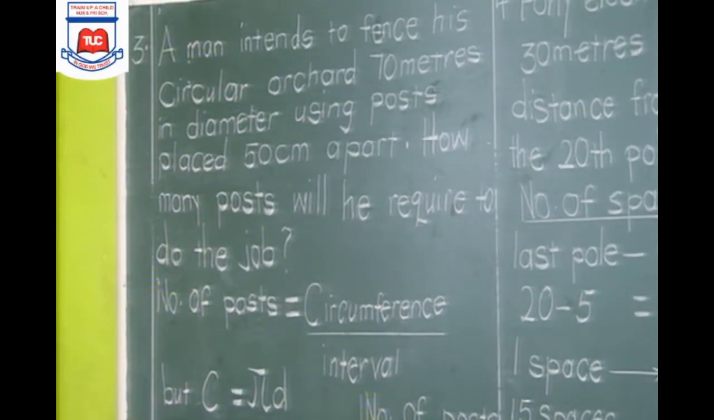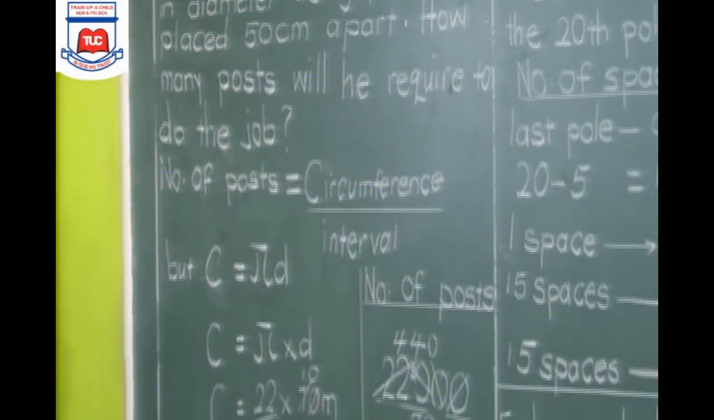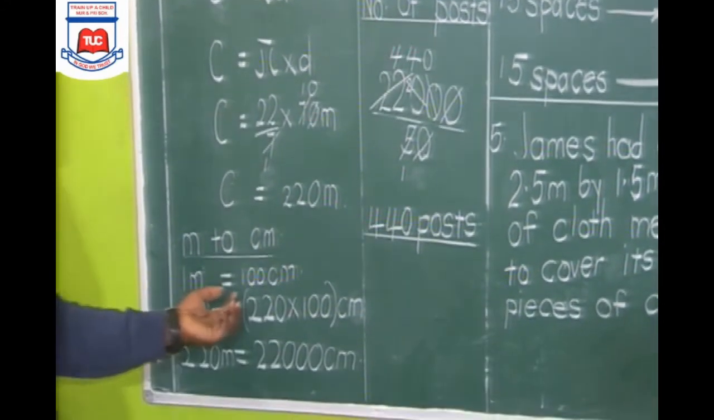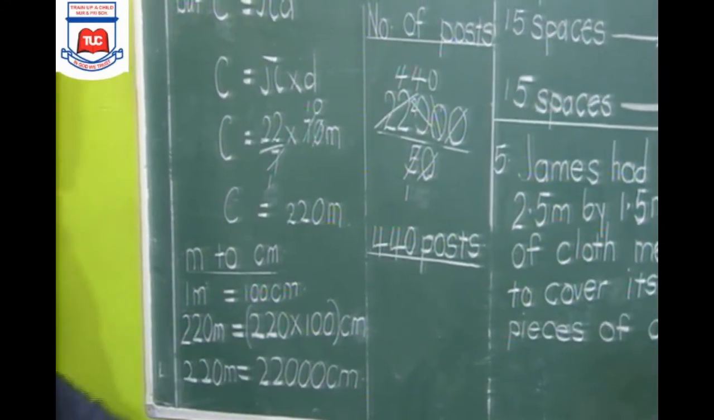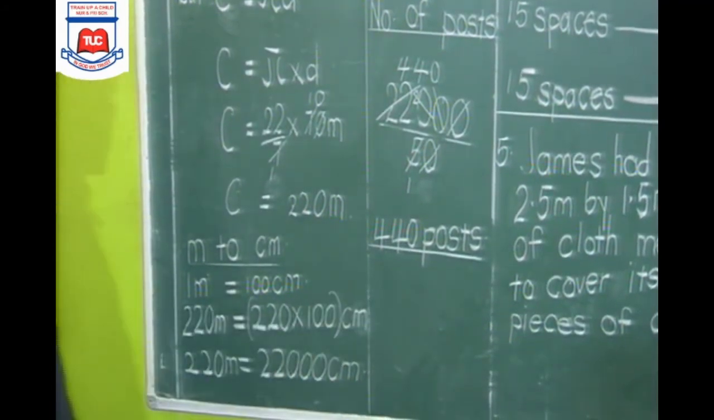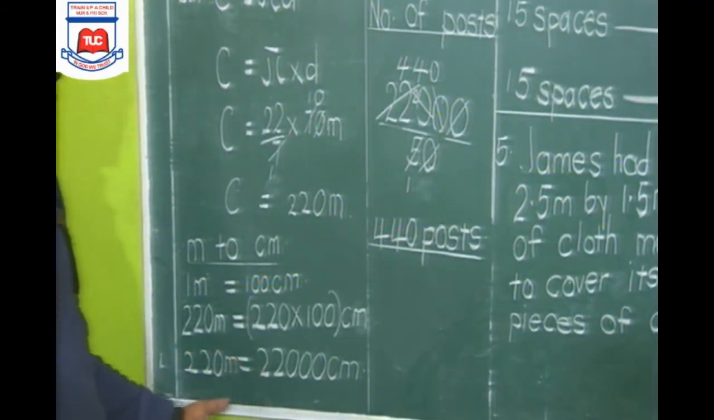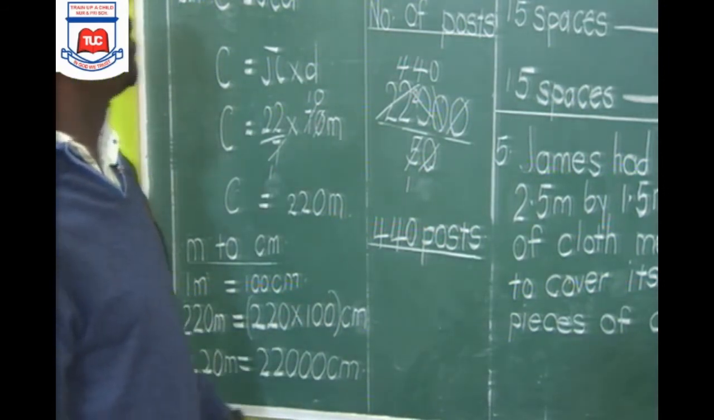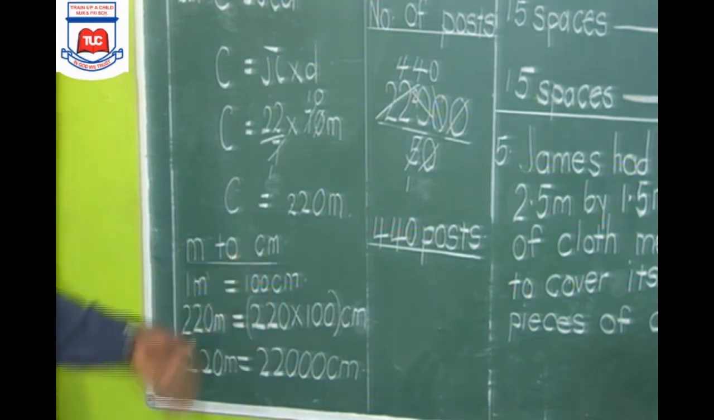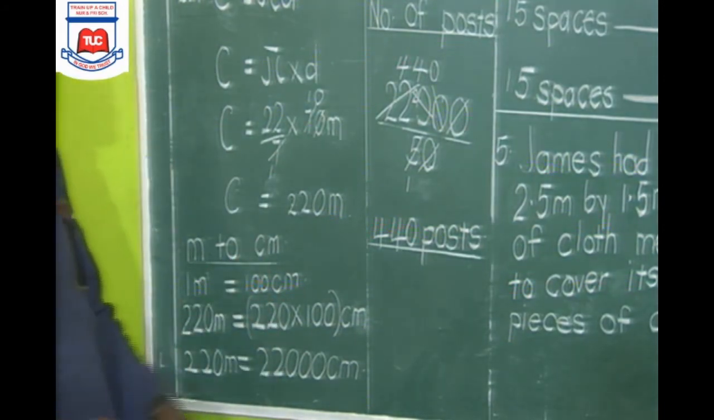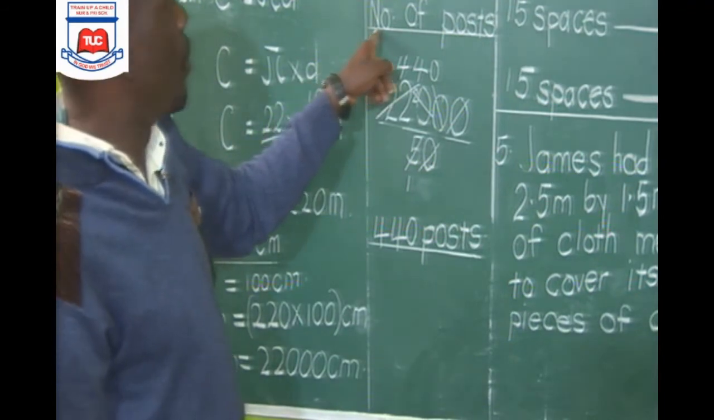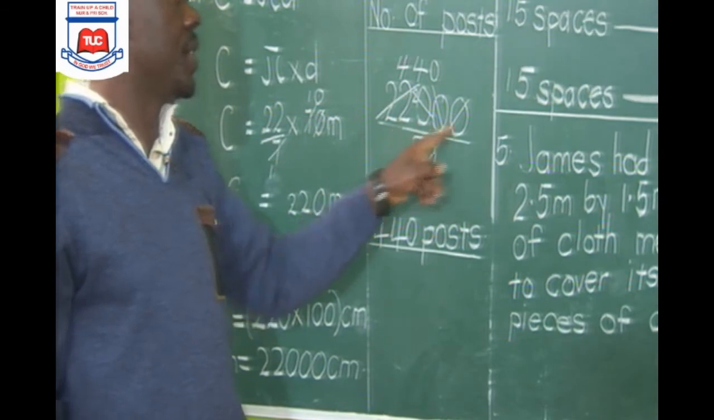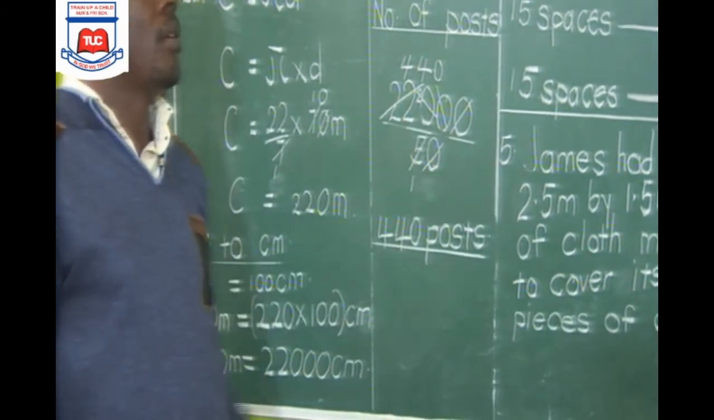So, you must make an agreement between the two units before your division is made. Hence, change meters to centimeters by writing 1 meter equals 100 centimeters, 220 meters, 220 times 100 centimeters, and therefore 220 meters is equal to 22,000 centimeters. Then proceed, since we've got normalization of the two units, and divide to get the number of posts. We've got a circumference as 22,000. Now divide by the interval of 50.